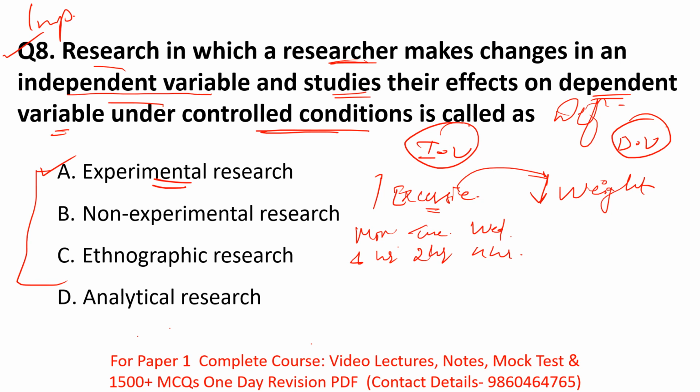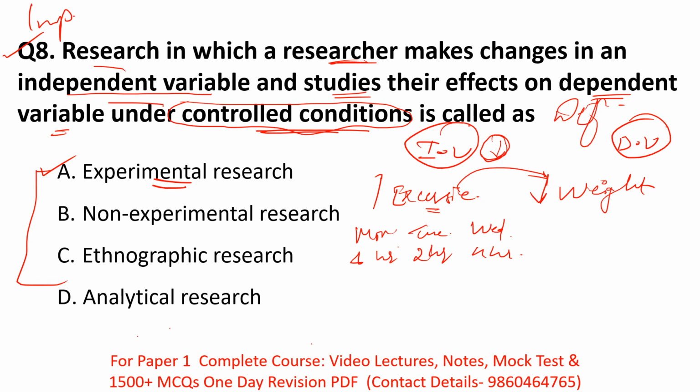One term here is under control condition. While doing exercise, so many extraneous variables, so many extra factors come into my study. So the researcher always controls the extraneous variables which affect the study. That is known as control condition. So this is the definition of experimental research.